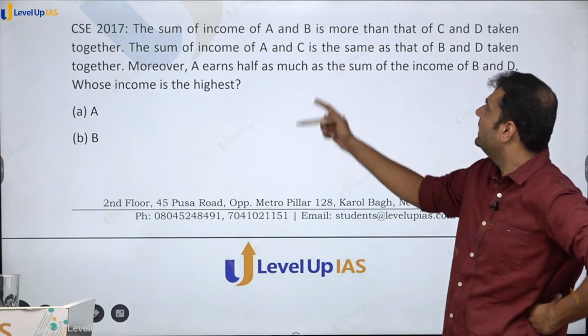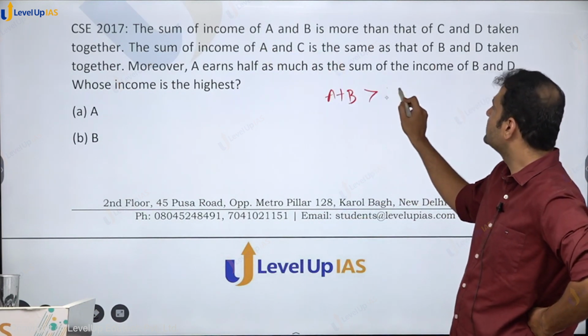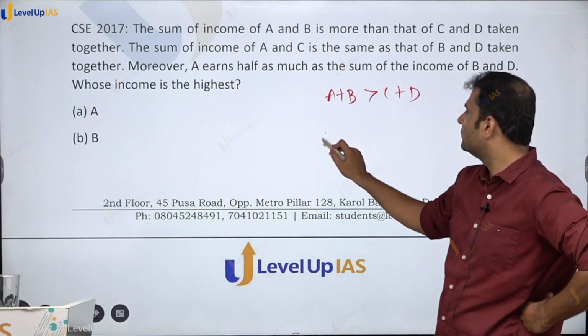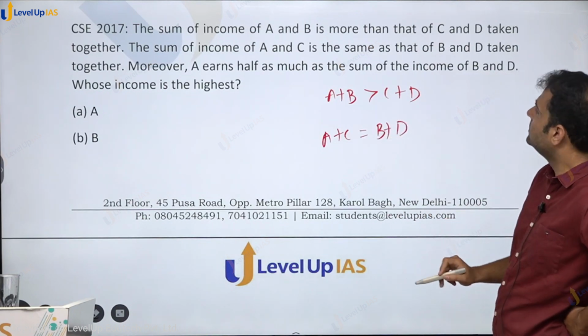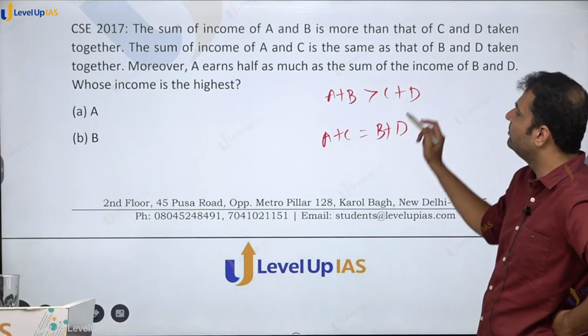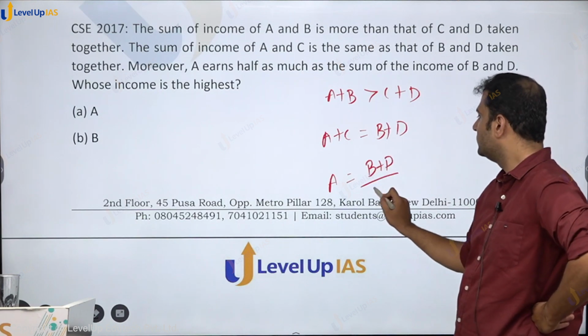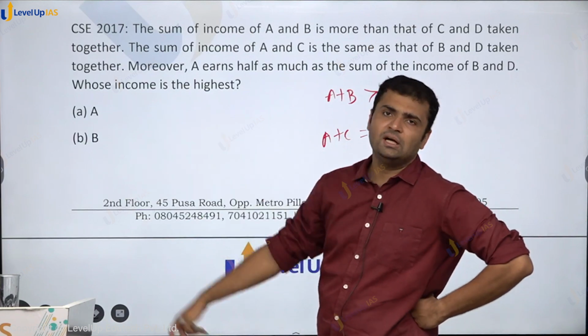Sum of income of A and B is more than that of C and D. So we have A plus B greater than C plus D. We have sum of income of A and C same as B and D. So we have A plus C is equal to B plus D. Then A earns half as much as sum of income of B and D. So we have A is equal to (B plus D) by 2. Question is, whose income is the highest?